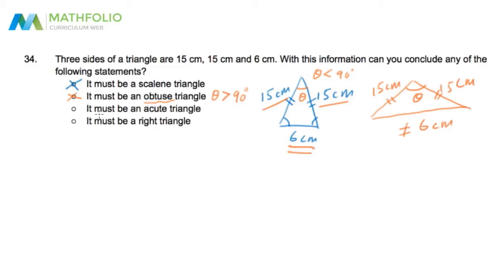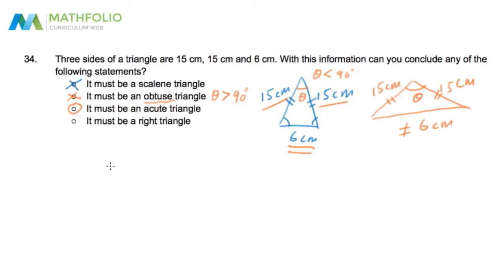Okay, it must be an acute triangle. Well, I'm thinking this one must be the case, because all angles are less than 90 degrees in this case. Okay, let's just double check though. The last one, it must be a right triangle.